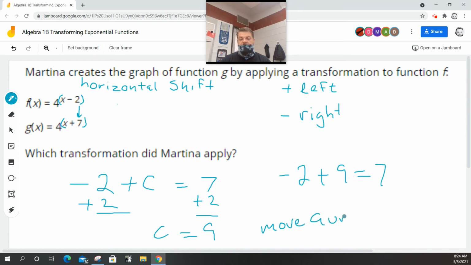9 units. What does a positive number mean? You move which direction? To where? Left. You said left, but you pointed to the right.